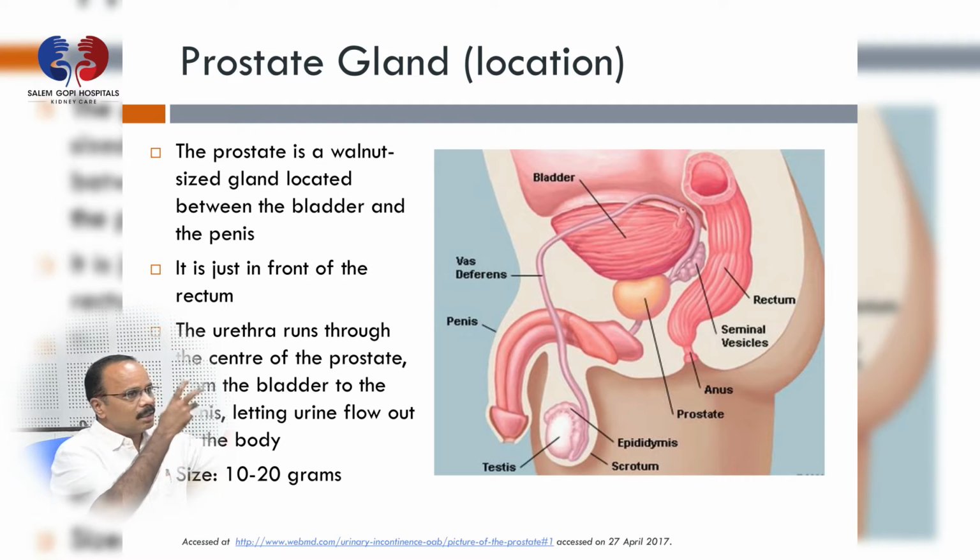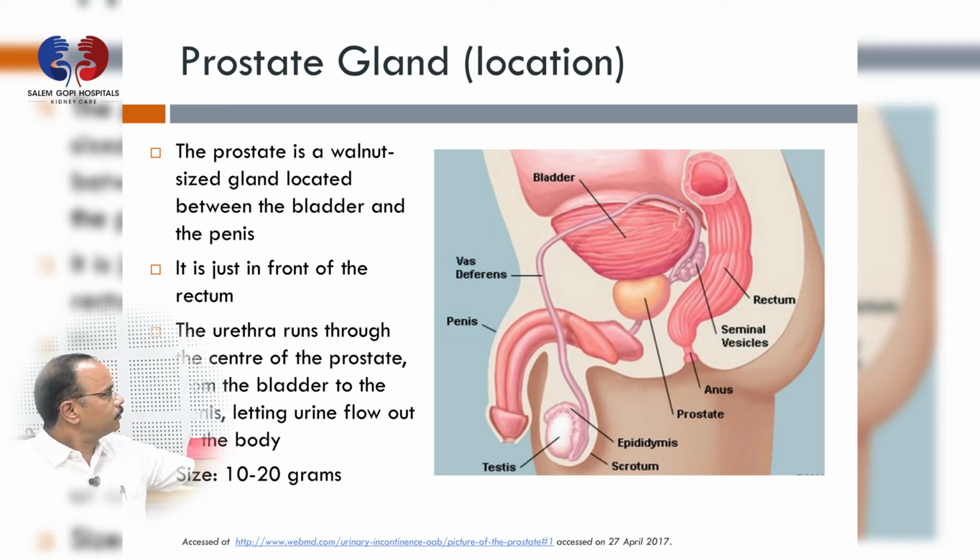The urethra is where urine is passed through. This is exactly in front of the rectum. Normally the size of the gland is 10 to 20 grams.